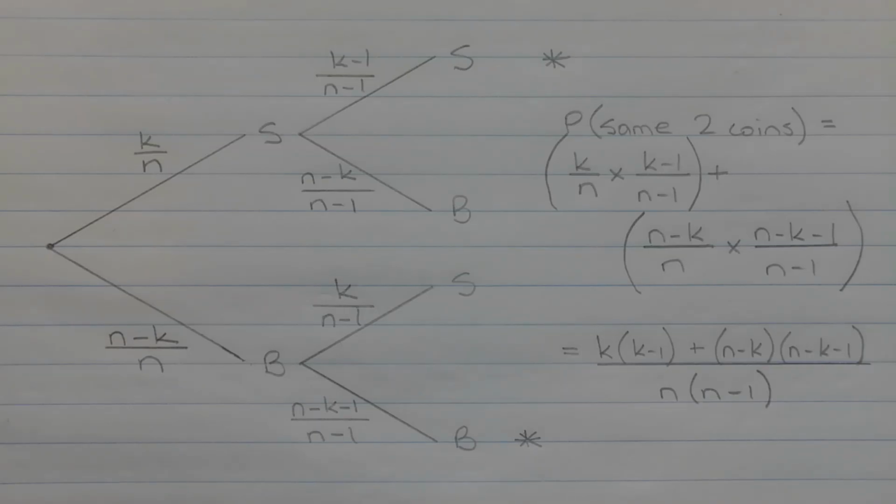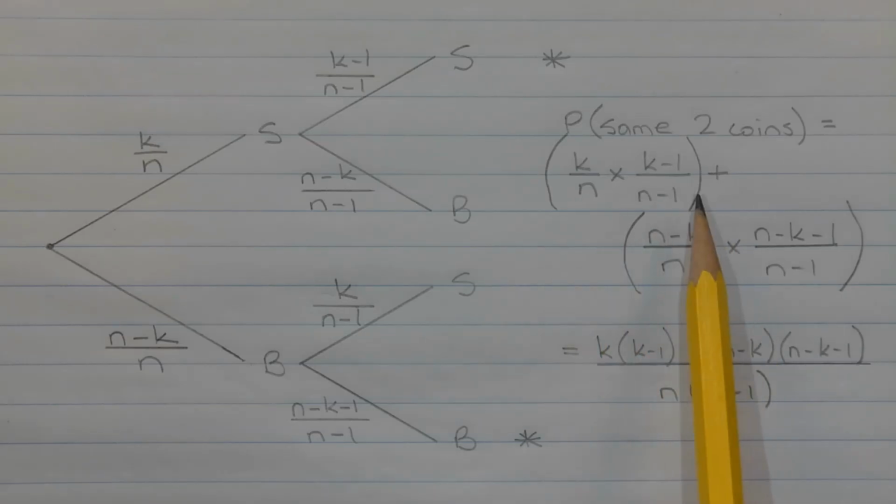Now the 2 outcomes that we're interested in are the 2 silver coins and the 2 bronze coins. So silver, silver, or bronze, bronze. So the probability of drawing the same 2 coins is equal to k over n times k minus 1 over n minus 1. So we're multiplying along the relevant branches in this tree diagram, plus n minus k over n times n minus k minus 1 over n minus 1.